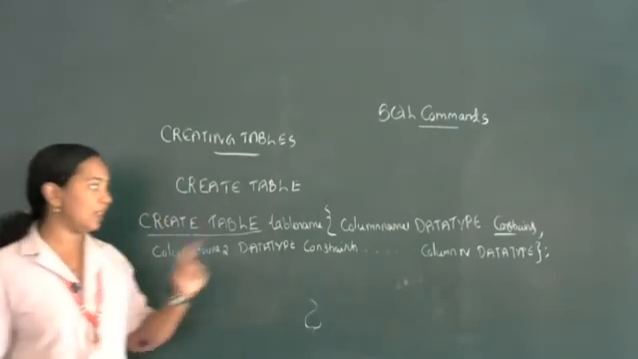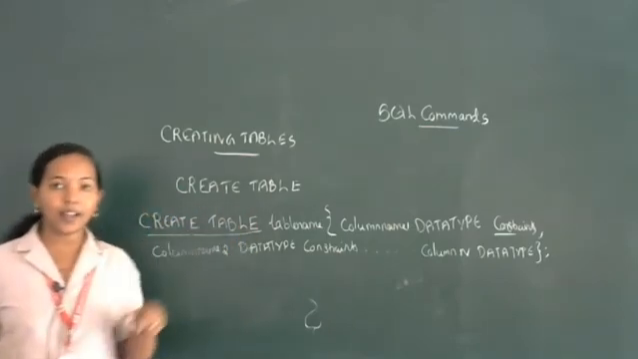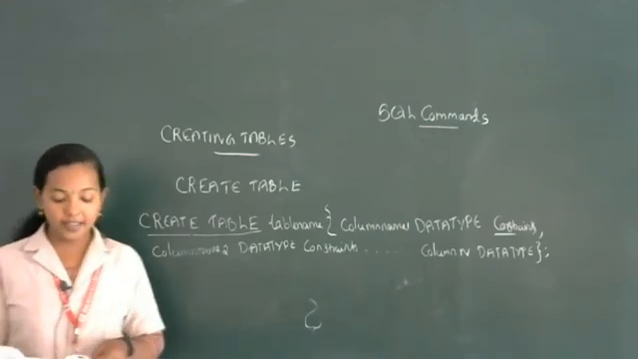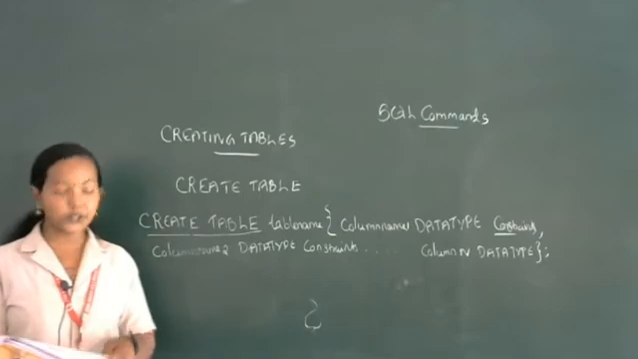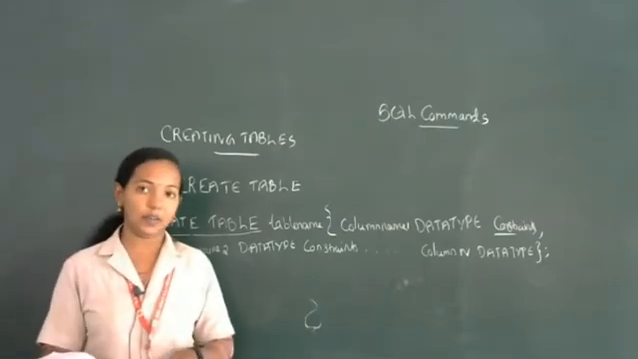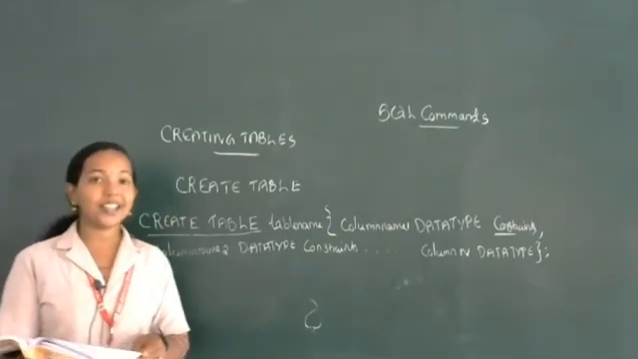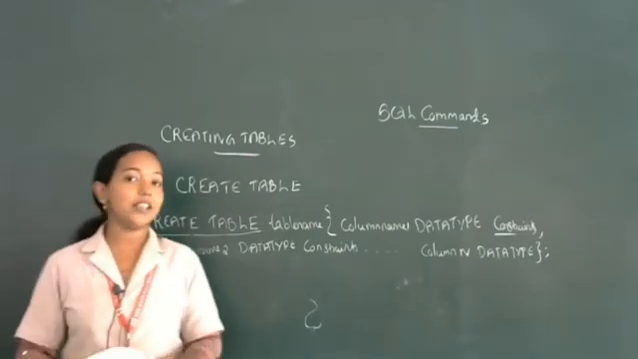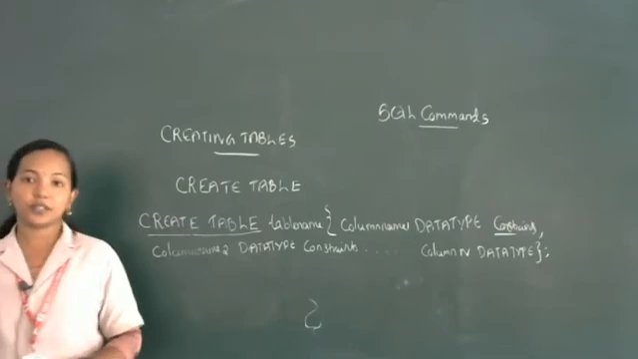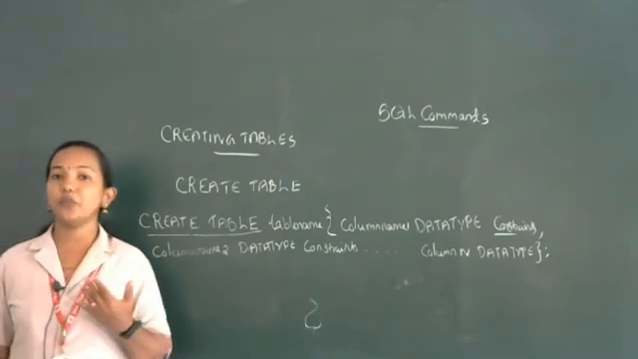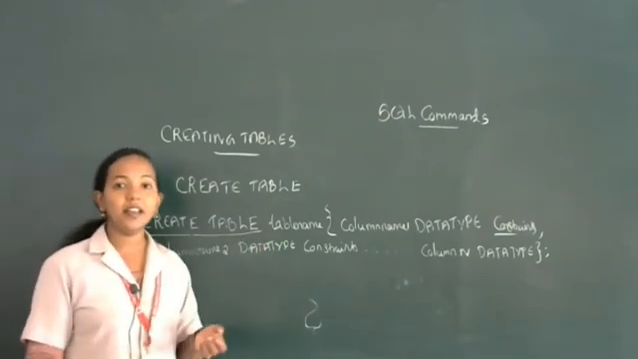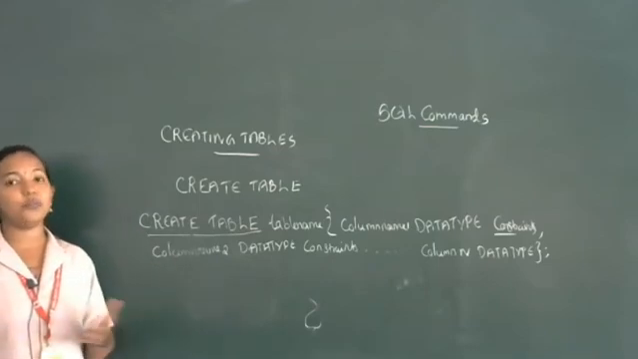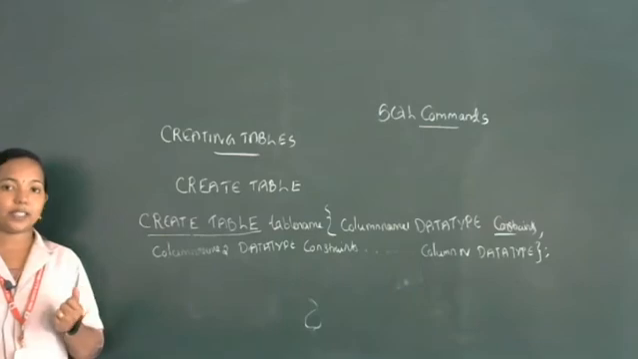Two special symbols that we can use, underscore and dollar. The name must not contain SQL keywords. And the last rule is the name should not duplicate the names of other tables. Same names we can't use. So these rules you want to follow when you are creating a table. Clear?